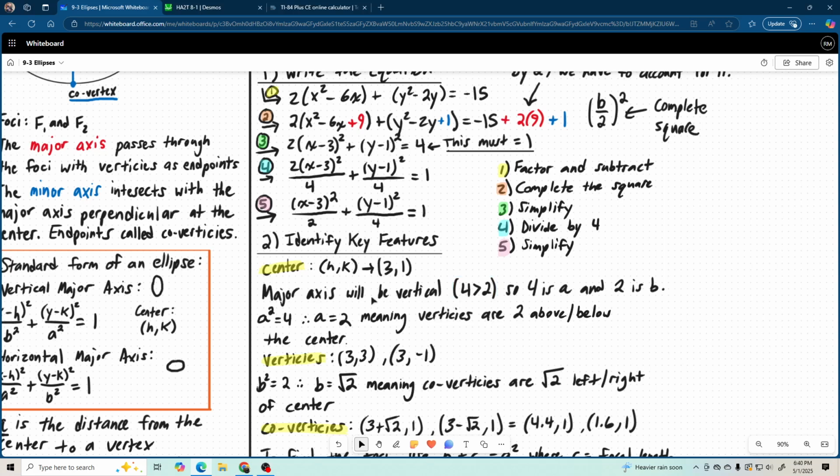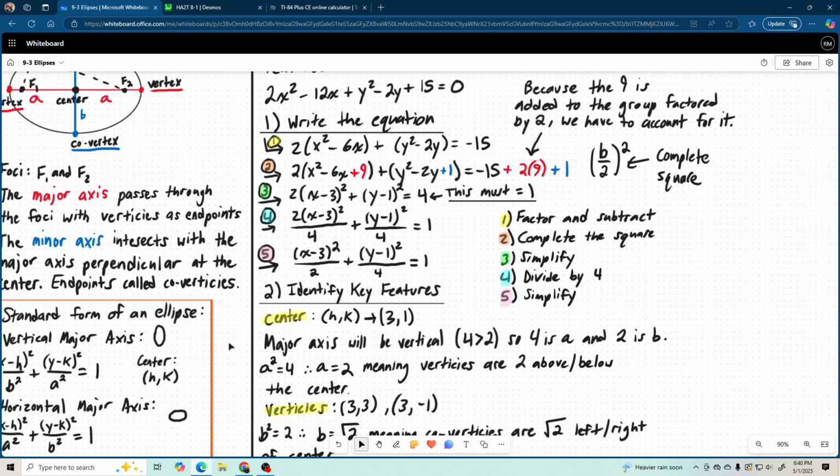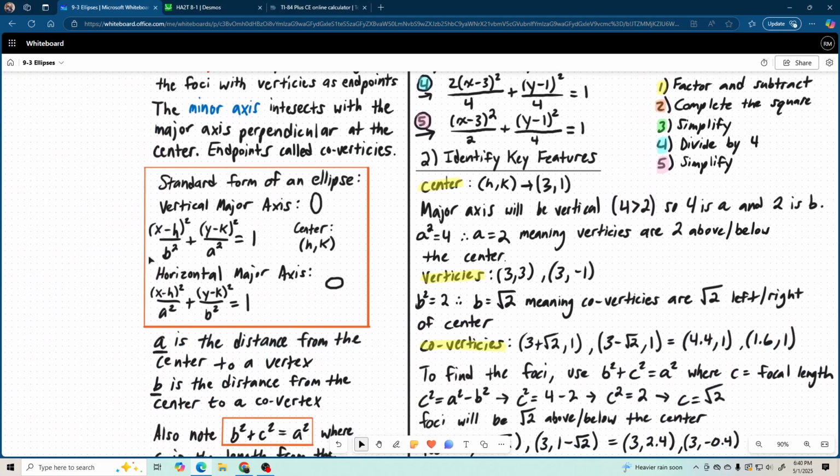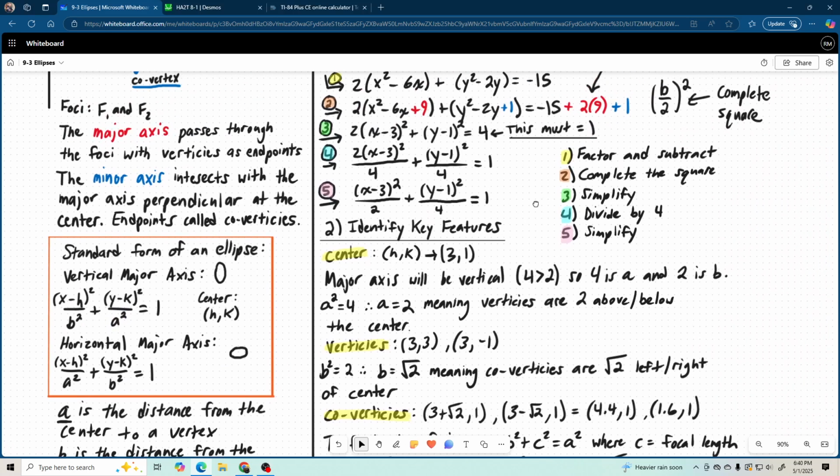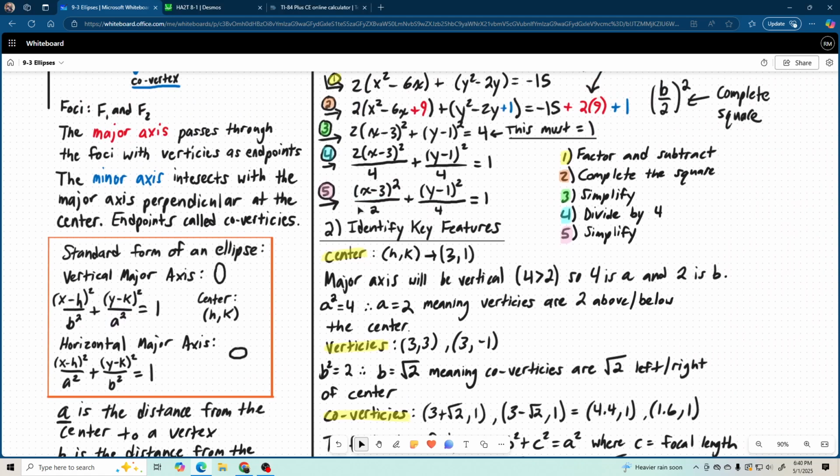Okay, so our major axis, remember how we said that whichever denominator has a squared is going to tell us which one's our major axis and which one's our minor? Well, in this case, we also have to identify that a squared is always going to be the larger of the two numbers. So we have x minus 3 squared over 2, and then y minus 1 squared over 4. So this 4 being bigger than this 2 tells us that this is going to be a vertical major axis. It's going to be taller than it is wide.